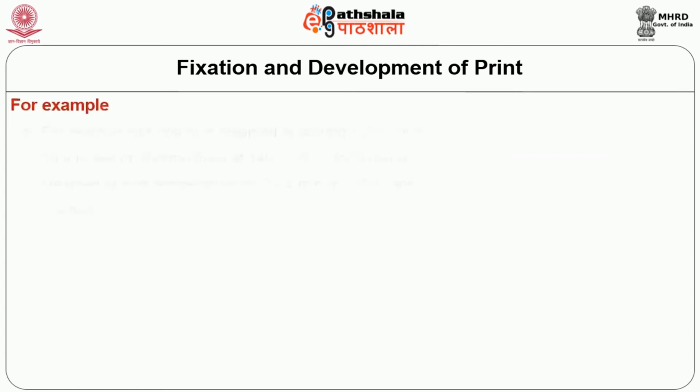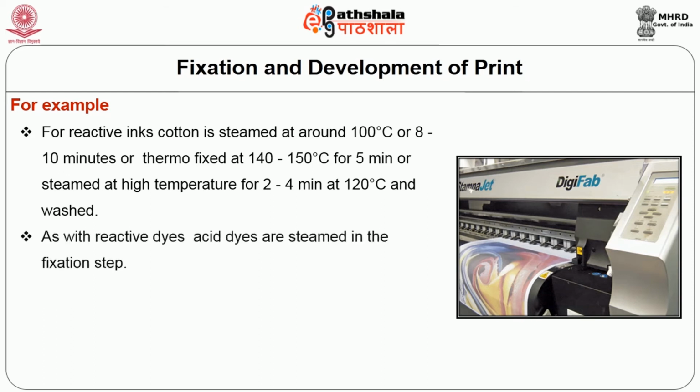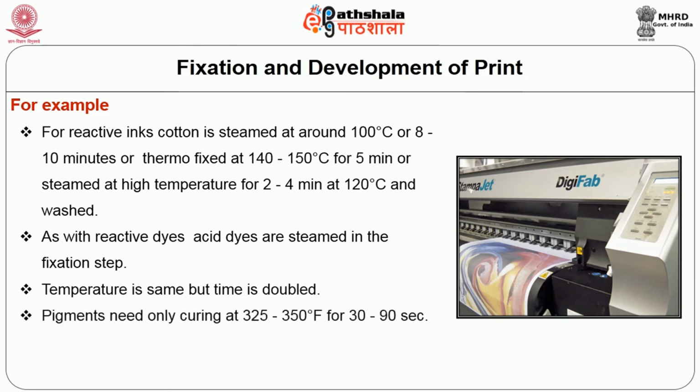For example, for reactive inks, cotton is steamed at around 100 degrees centigrade for 8 to 10 minutes, or thermofixed at 140 to 150 degrees centigrade for 5 minutes, or steamed at high temperature for 2 to 4 minutes at 120 degrees centigrade and then washed. As with reactive dye, acid dyes are steamed in the fixation step. The temperature is the same, but the time is doubled. The pigments need only curing at 325 to 350 degrees Fahrenheit for 30 to 90 seconds.